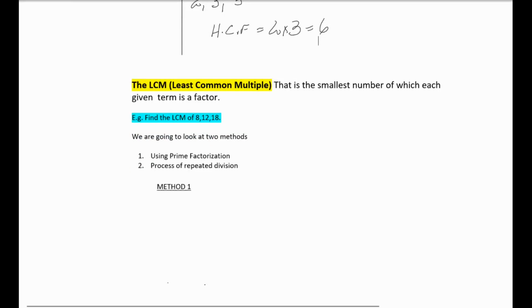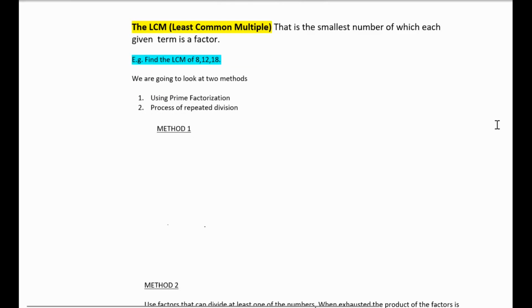Now we're going to look at the least common multiple. The least common multiple is the smallest number of which each of the given terms is a factor. In other words, 8 would be a factor of the number, likewise 12, and likewise 18. So that number is a multiple of all three of them, which is the smallest number, because there are many common multiples, but we want the least of them.